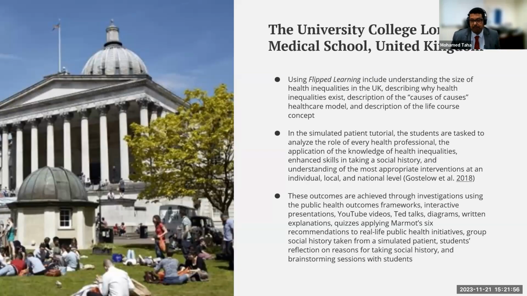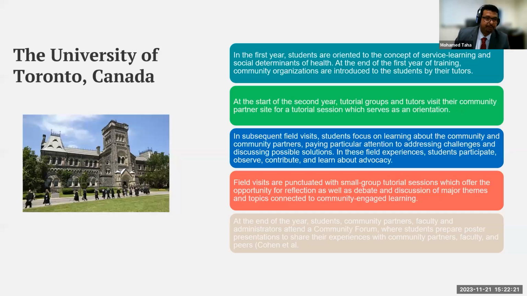presentations, YouTube, TED Talks, diagrams, written explanations, and quizzes, applying these six recommendations. It's called the Marmot Six Recommendations, applied to real-life public health initiatives, group social history taking from a simulated patient, students' reflections on the reasons for taking social history, and brainstorming sessions with the students.